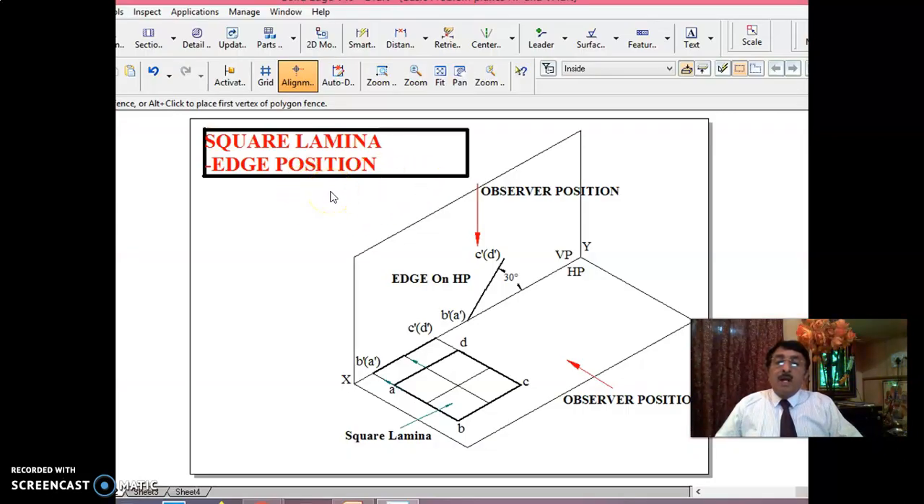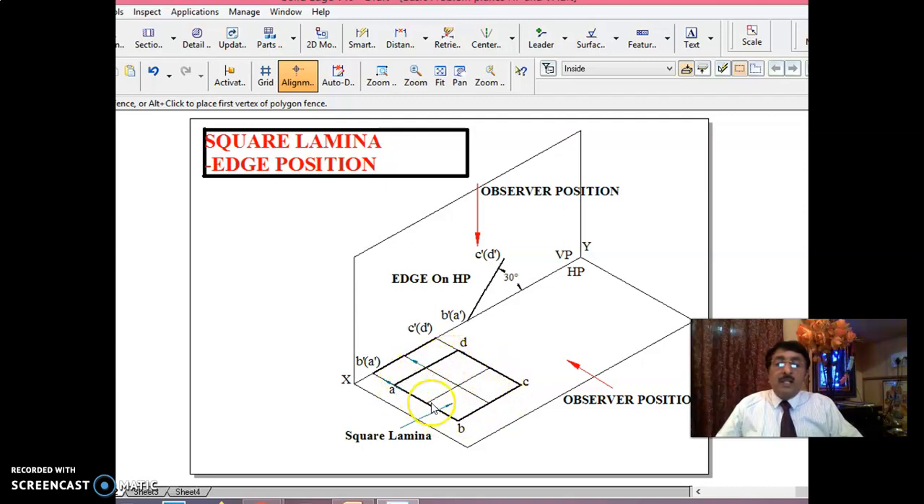See here, I have already told you for a triangular lamina, if you draw one triangle with one of the edges perpendicular to XY line, you can manage both edge on HP or corner on HP as we have done in the past. But when it comes to square lamina, edge position will be different, corner position will be different. Now I am telling you about the edge position here.